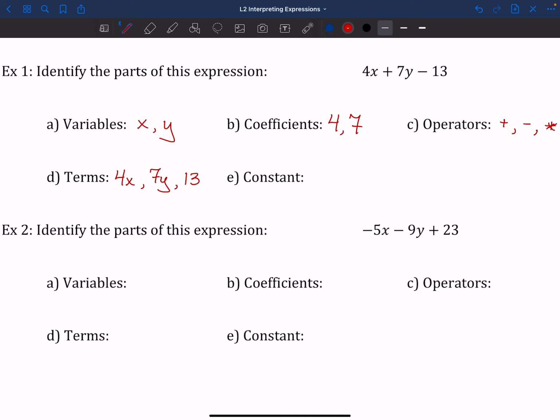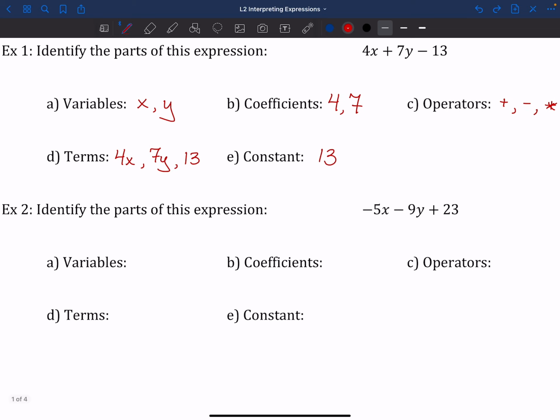Last but not least, the constant is that 13 that's on the end. Some people could argue that it's negative 13, because it does have that minus sign in front of it. You could also just count the minus as an operator and just leave it as 13. Again, either one is fine here. So I'd like you to pause here, try out this next one, and then see how you do.